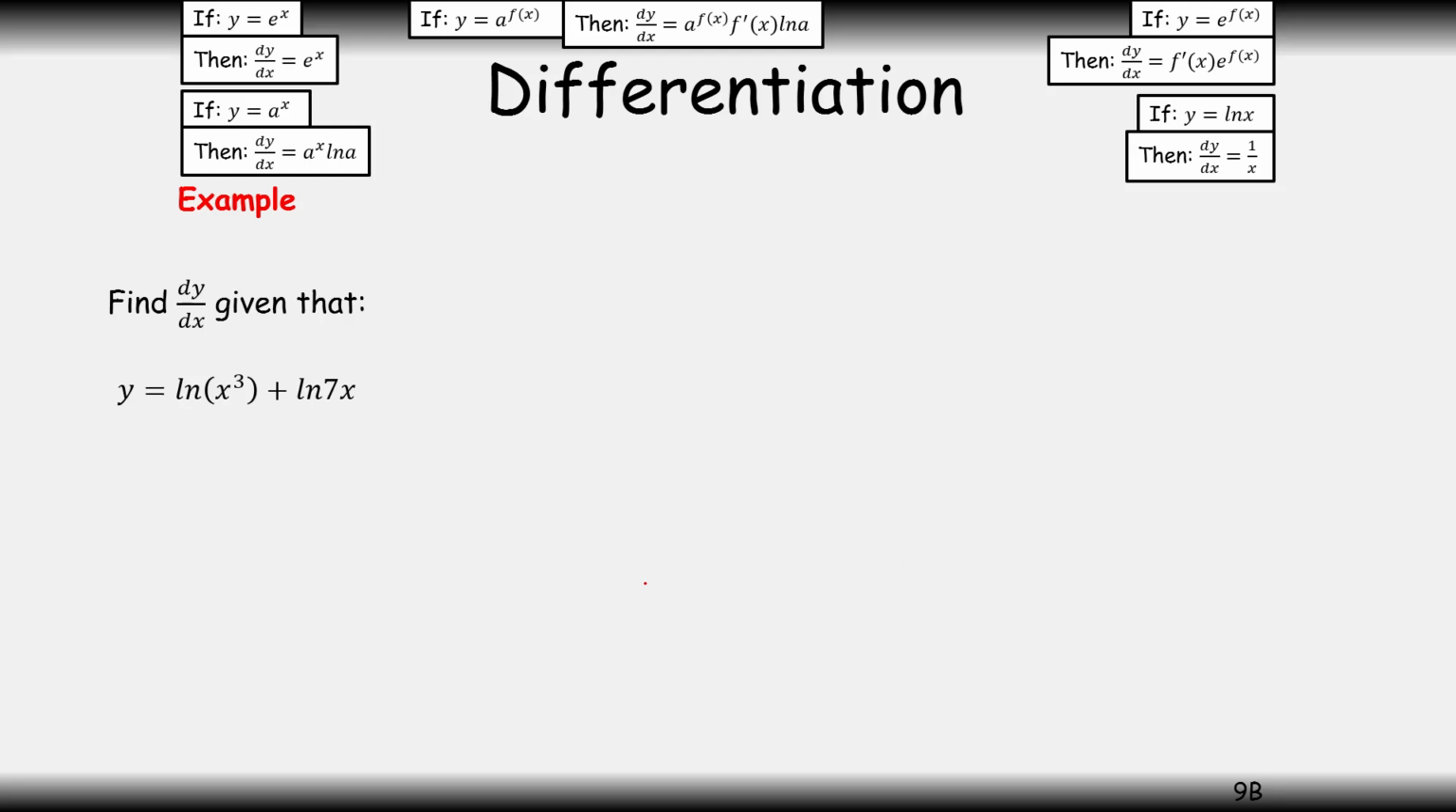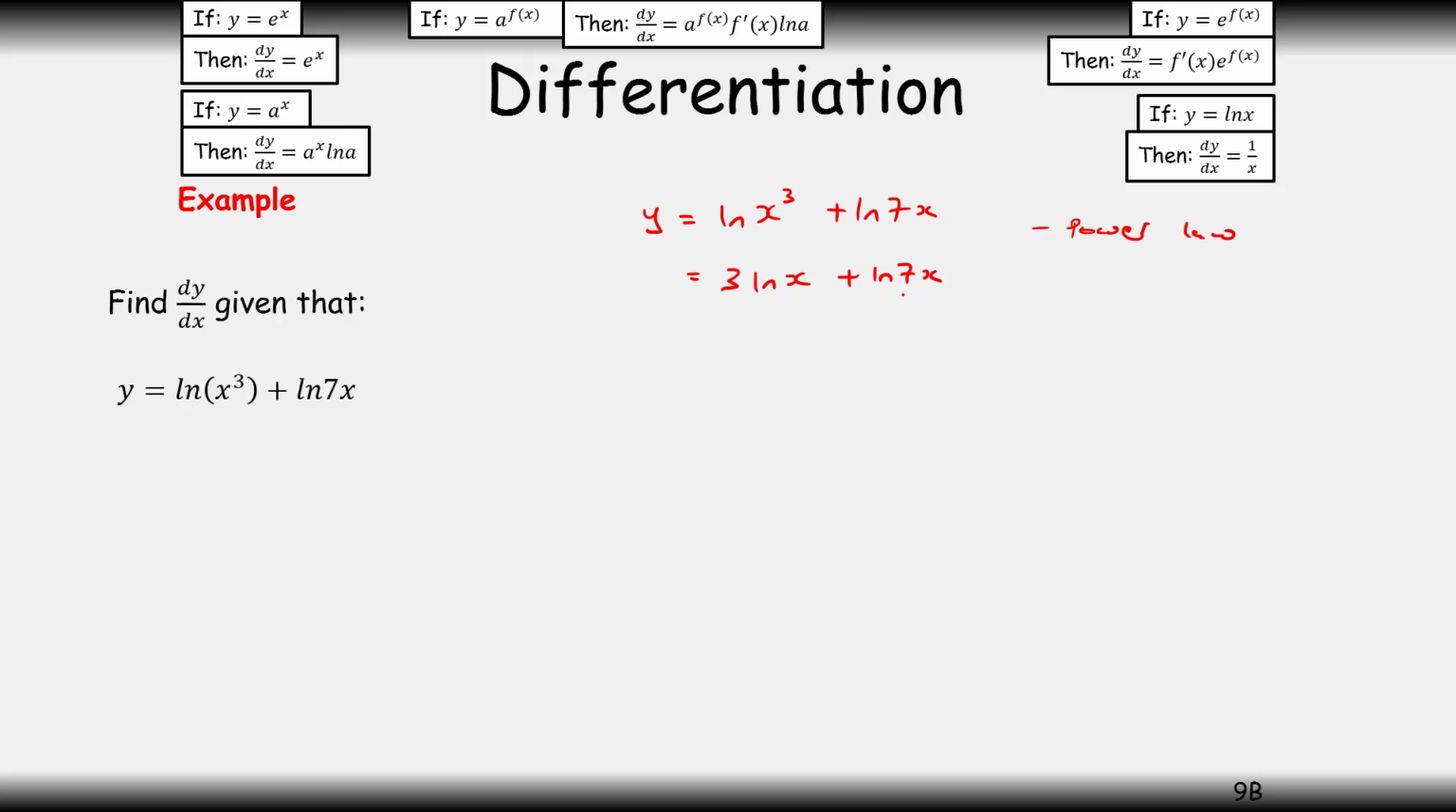So have a look at this example here. We've got y equals log of x to the power of 3 plus log of 7x. So let's write it here. Y is equal to log of x to the power of 3 plus log of 7x. First things first, because it's cubed here, I'm going to use my laws of logarithms, the power law. So that leaves me with 3 log of x plus log of 7x.